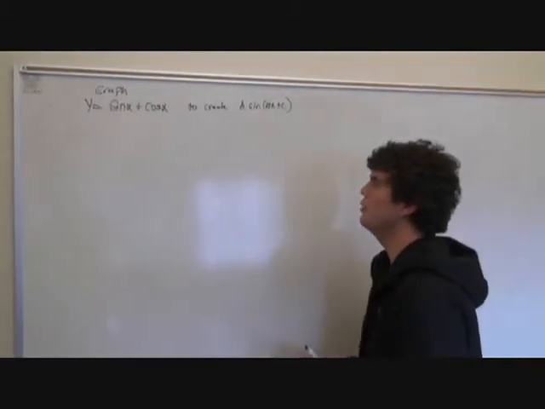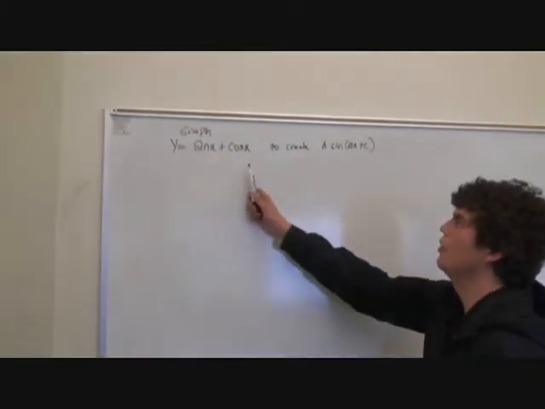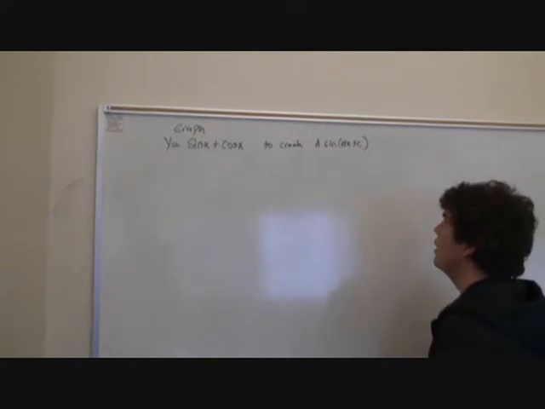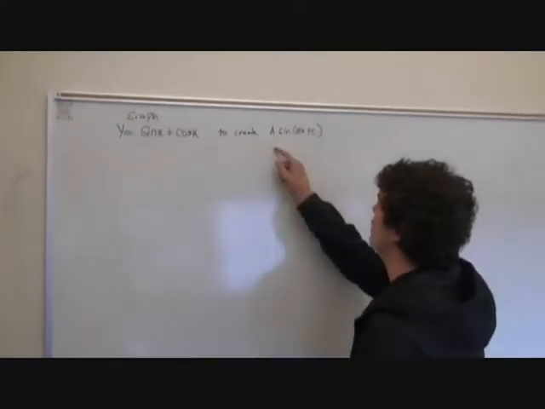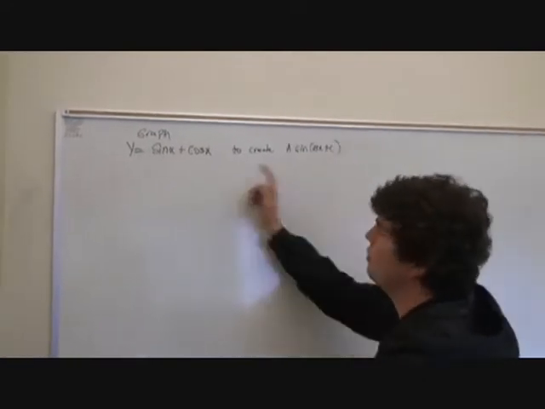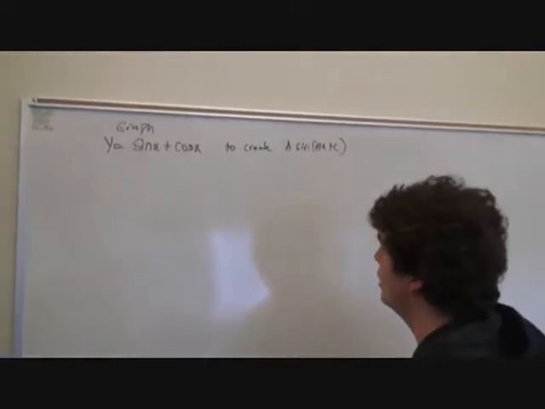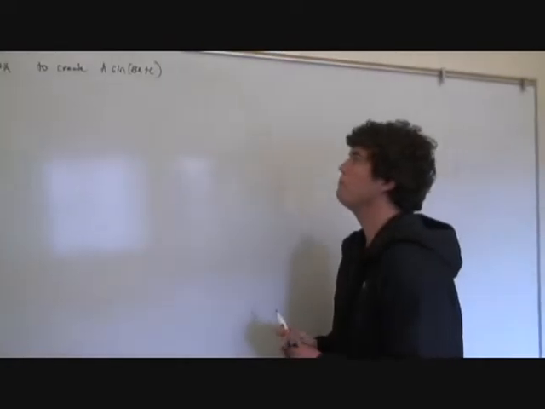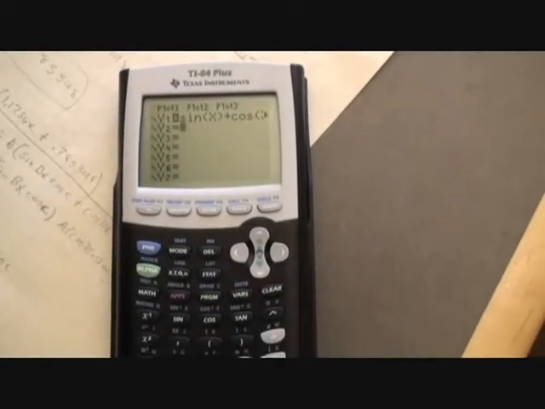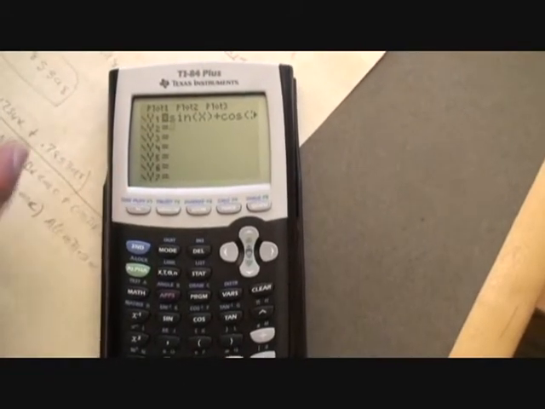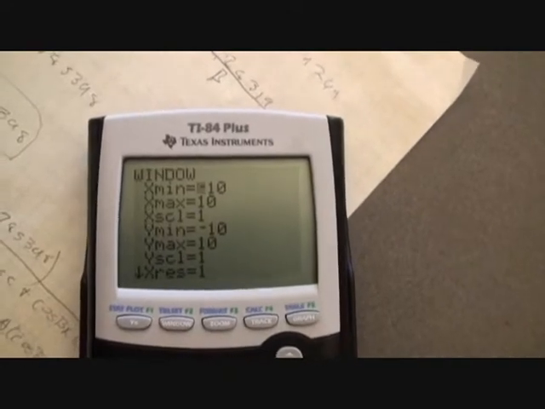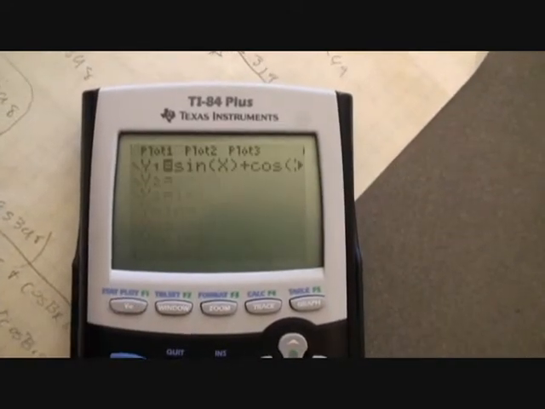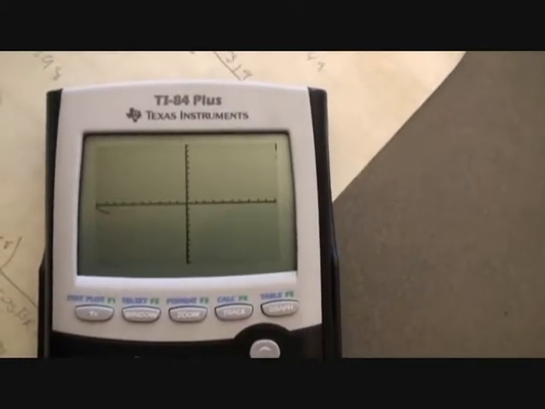So the first thing we want to do is graph y equals sine x plus cosine x on a graphing calculator. When we do that, we'll find certain values that we can plug into this equation to see if they are true, to make an identity. So let's go to the graphing calculator. I already have the equation on my calculator, and this is our window. We'll go back to y equals, and then graph it.